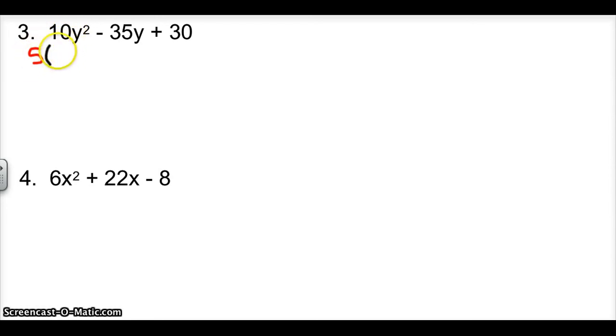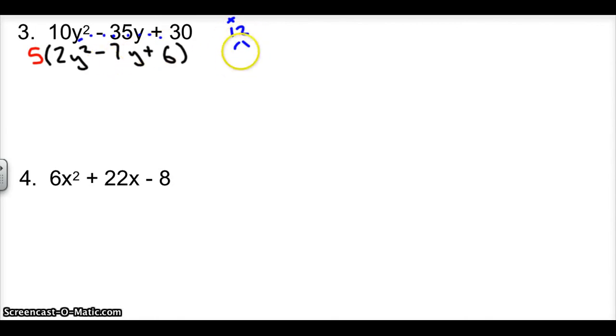So 10 divided by 5 is 2. And then I have a 2y squared that is attached to that. 35 divided by 5 is a negative 7y. And then 30 divided by 5 is a plus 6. And I close up the parentheses. Now we continue with what we did in 1 and 2. So I take this first number and I take it times this 6 to get a positive 12. Now this 12, you multiply up to 12 but add up to a negative 7. So since they multiply to a positive number, I know my factors either are both positive or both negative. But since it adds up to a negative, I know my factors are both negative.